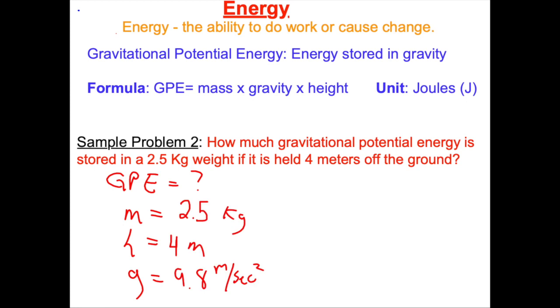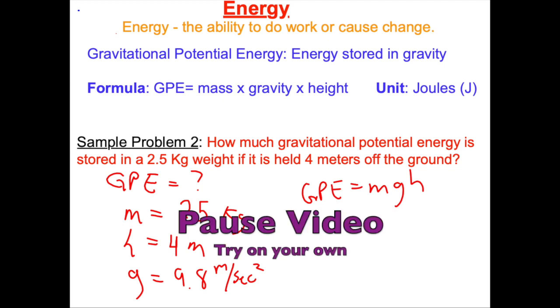Hopefully you put in 2.5 kilograms for the mass, 4 meters for the height, and the acceleration due to gravity is 9.8 meters per second squared. That's constant here on planet Earth. The next thing you'll do is write your formula. Gravitational potential energy equals mass times gravity times height. Plug the numbers in, give an answer with a unit.